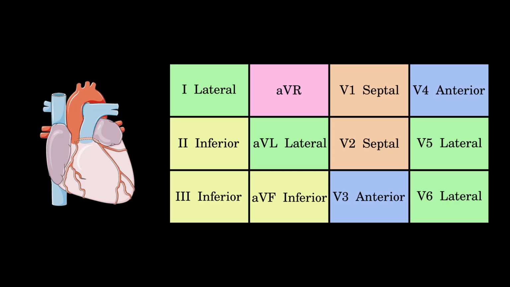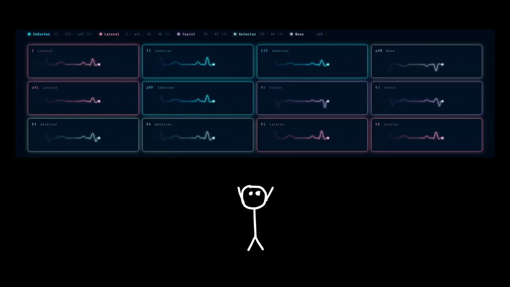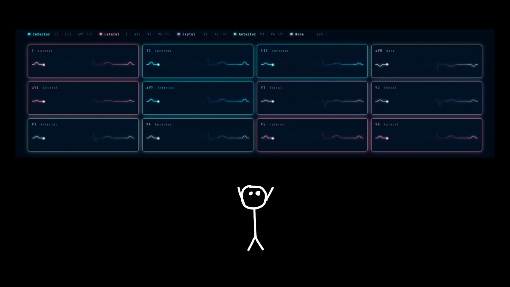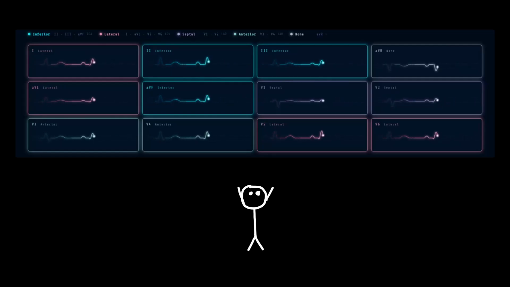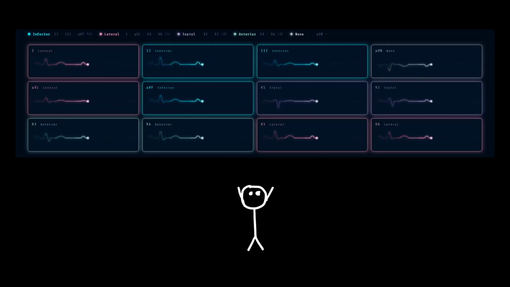This matters because when something goes wrong, it usually goes wrong in one wall at a time. A blocked artery, an area of ischemia, it has a location. And the leads watching that location will show it first. The others won't. That's how we localize problems on an ECG. Not by reading one lead, by reading the right group. Each wall has a dedicated group of leads. Find the group and you will find the problem.